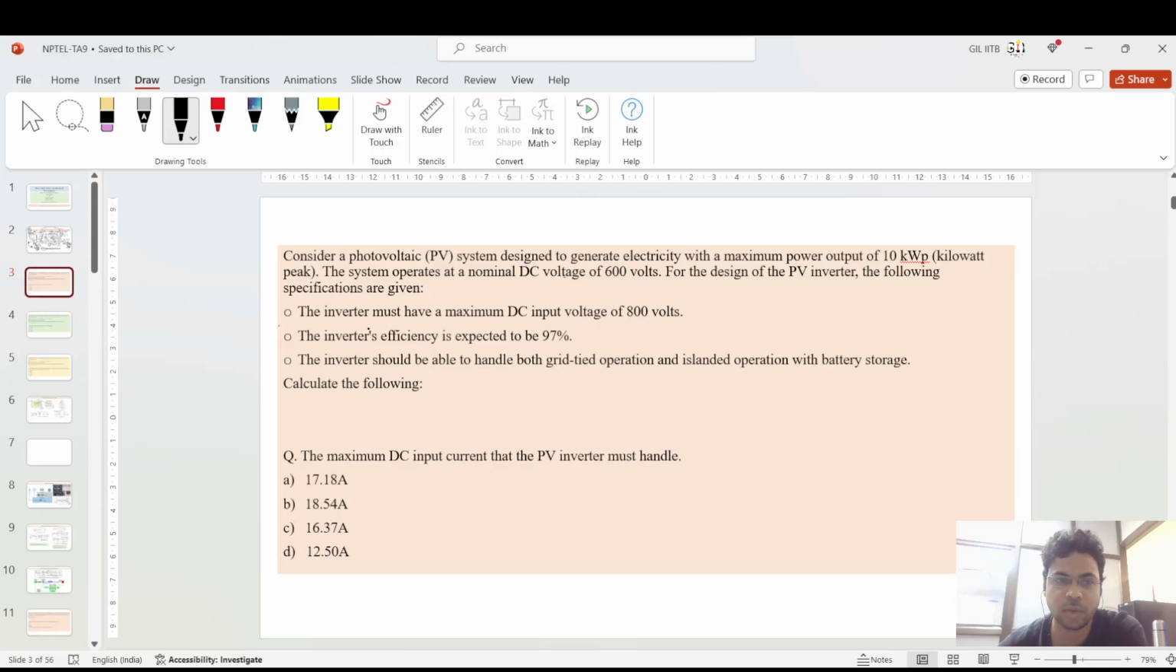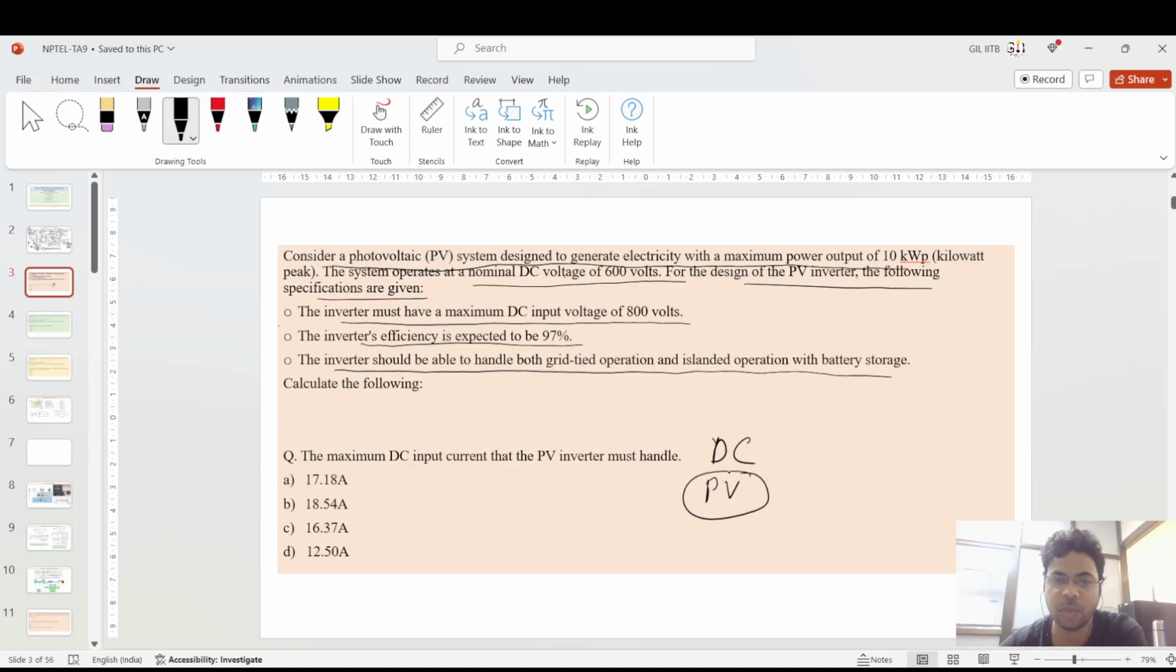Coming back to the first part of this question, let me read the question for you. Consider a photovoltaic system designed to generate electricity with a maximum power point of 10 kilowatt peak. The system operates at a nominal DC voltage of 600 volt. For the design of this PV inverter, the following specifications are given: the inverter must have a maximum DC input voltage of 800 volt, inverter efficiency is expected to be 97%, and the inverter should be able to handle both grid-tied and isolated operation with a battery storage.